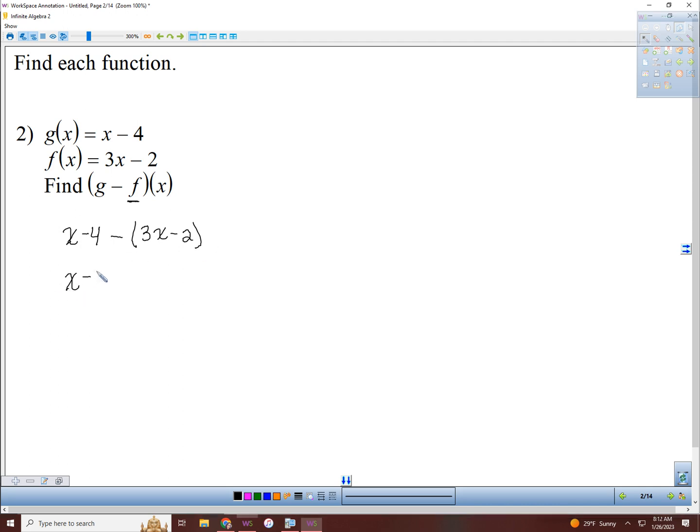So now we're going to distribute that negative sign. So a negative 1 times 3x would give me negative 3x. And a negative 1 times negative 2 is a positive 2. And now we're ready to put this in order and combine like terms. So I'm going to go ahead and put my notation in the front. And then we have x and negative 3x, which makes negative 2x. And then negative 4 and positive 2, which makes negative 2.